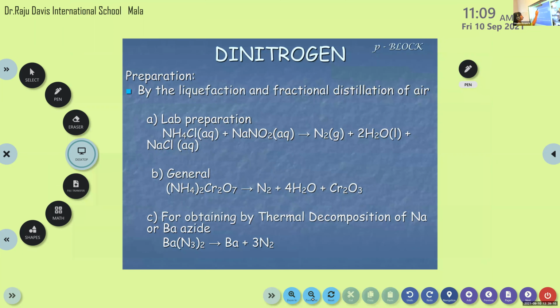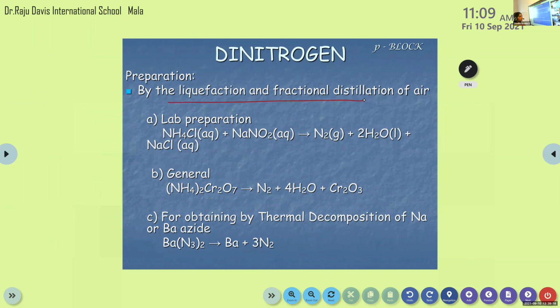Commercially, that is the large scale production of dinitrogen, is by the liquefaction and fractional distillation of air. Dinitrogen is prepared by the liquefaction and fractional distillation of air. That's the method of preparation on a large scale.